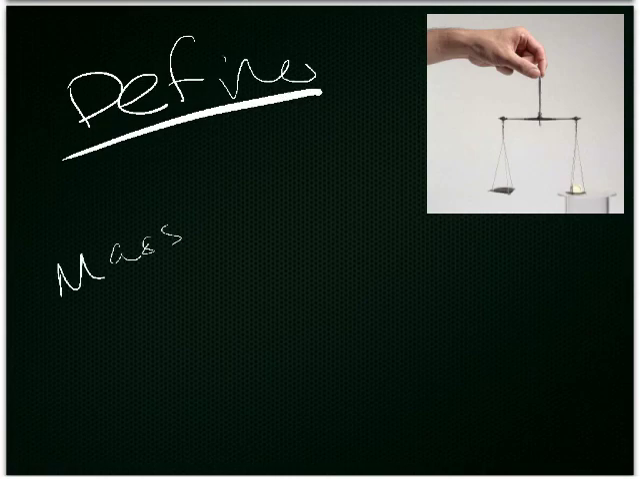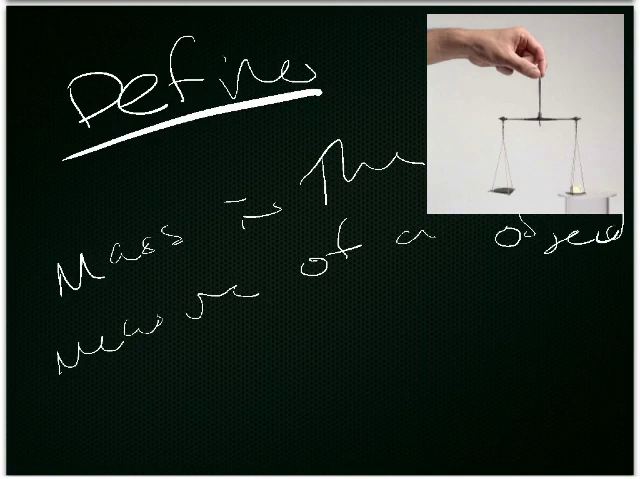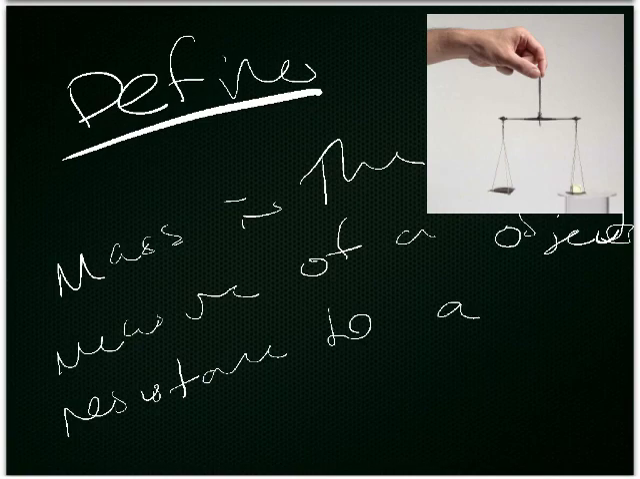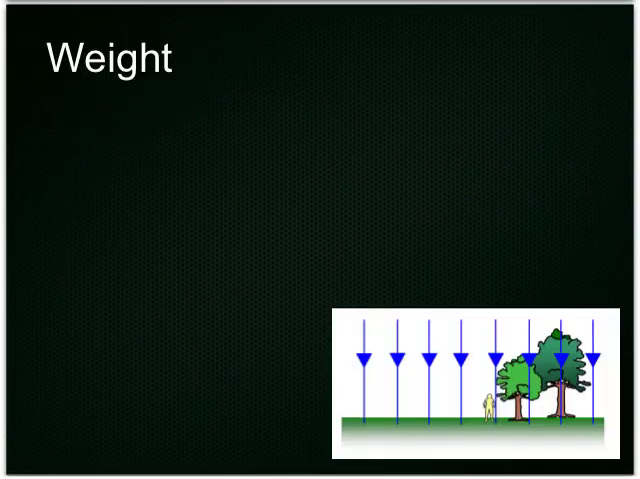Mass is the measure of an object's resistance to a change in motion. Now what's weight though? We've talked about mass, weight. Very similar, but they are different.